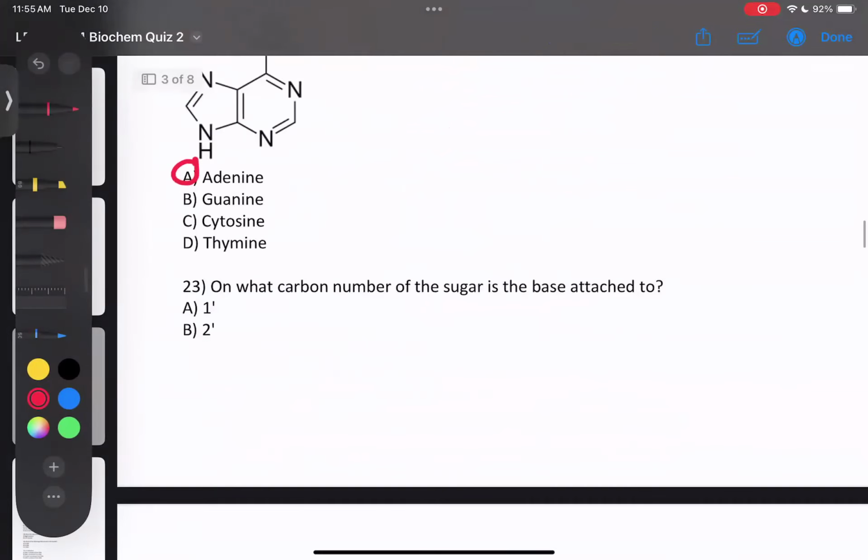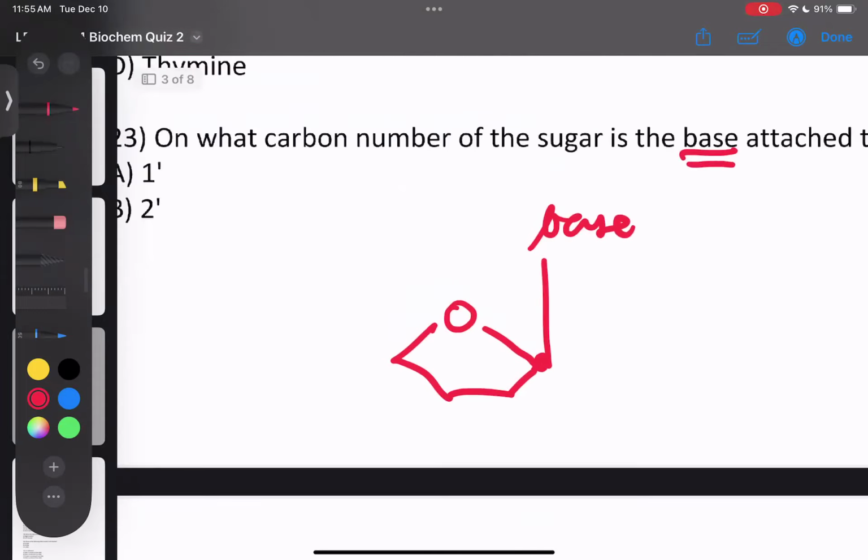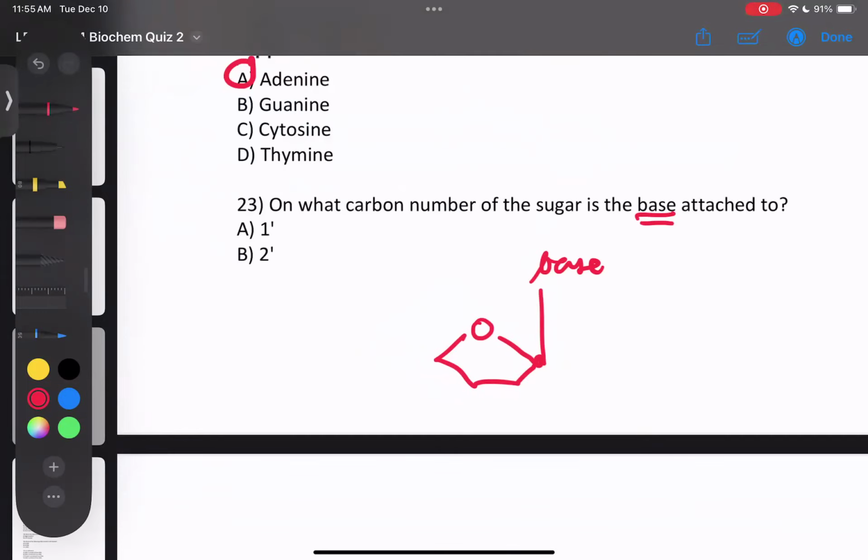23. On what carbon number of the sugar is the base? And again, when we say base, that's the nitrogenous base, the purine or pyrimidine. So for example, ito yung ating base. You must attach that to yung part na yan ng sugar natin, diba? And what carbon is this of the Haworth? Well, usually it's ribose, so this gotta be 1 prime. So this is the answer.